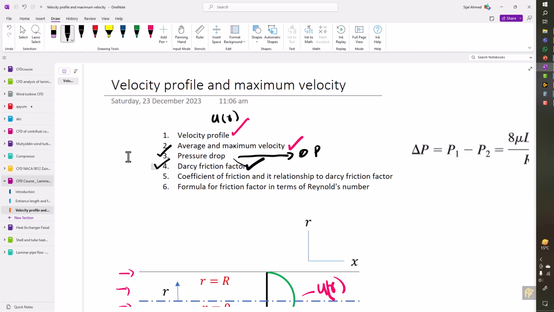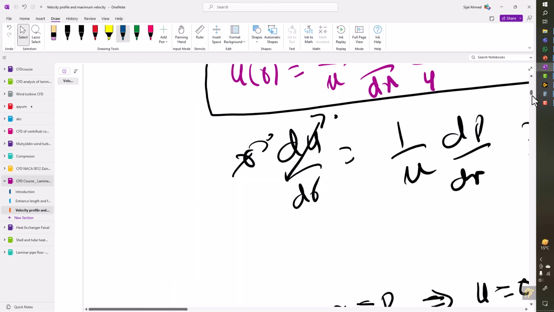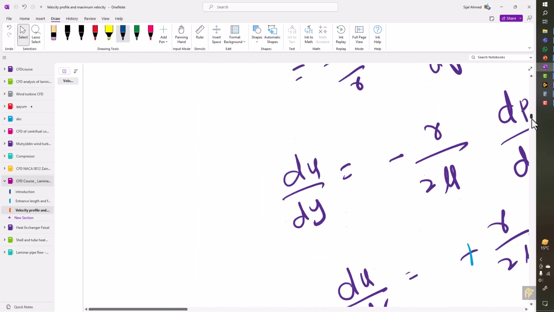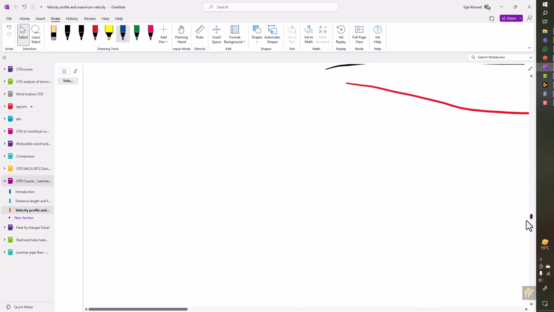This Darcy friction factor basically denotes the head loss due to friction, that is also known as h_f. And there are two types, the major and the minor, so I will not go into this discussion. Let's dive directly into the Darcy friction factor and also the coefficient of friction. I will discuss them one by one.